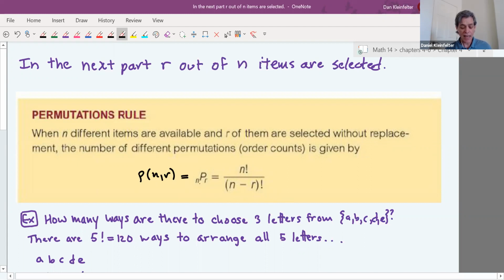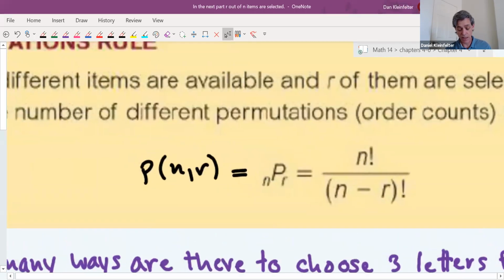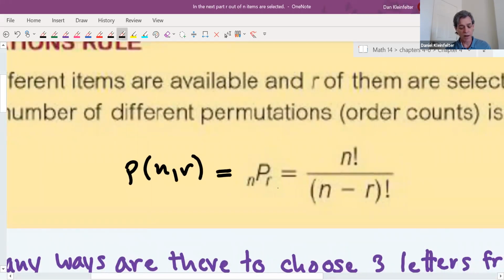You may see an nPr symbol. That's the one that our book tends to use, nPr. Some calculators, other books, and Google will use this one. It looks more like a function from algebra, putting the P in front and then n, r.